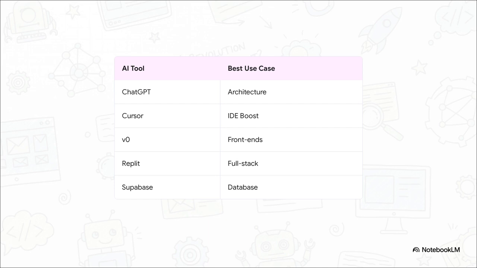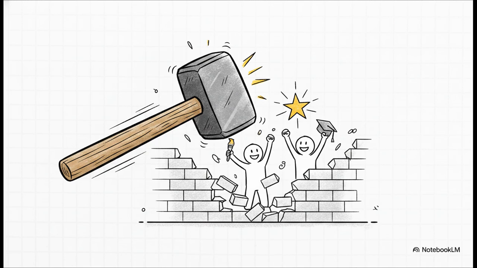Pull out v0 or Bolt.new. Building and hosting full stack? Replit Agent. And for your database, you've got Supabase. Knowing which tool to grab is your new superpower. And the best part? The barrier to entry has completely crumbled.